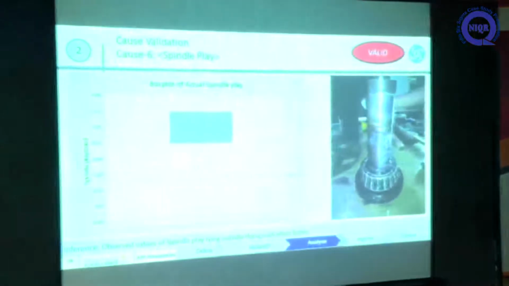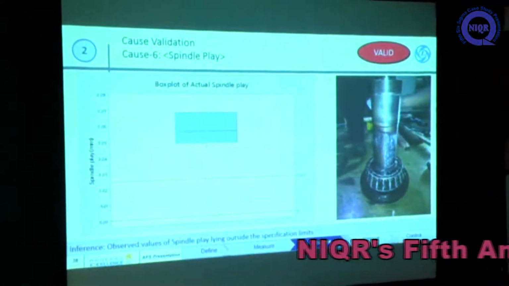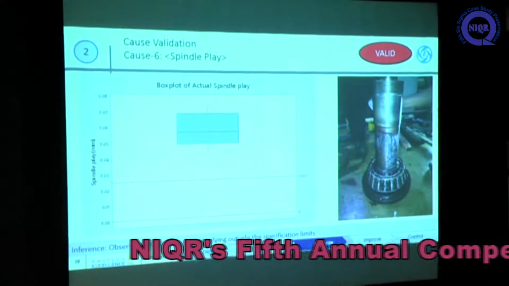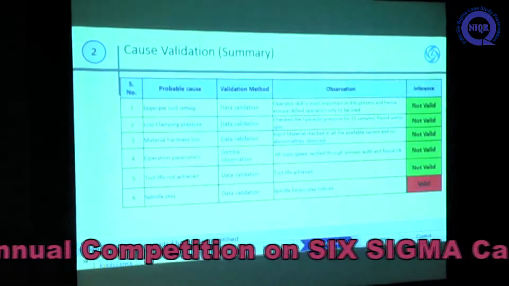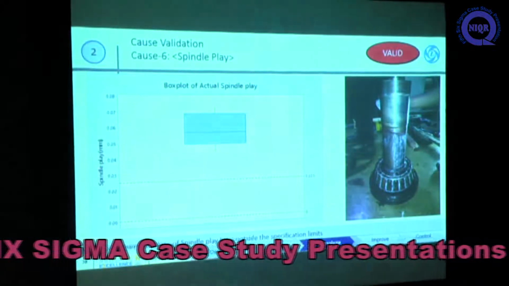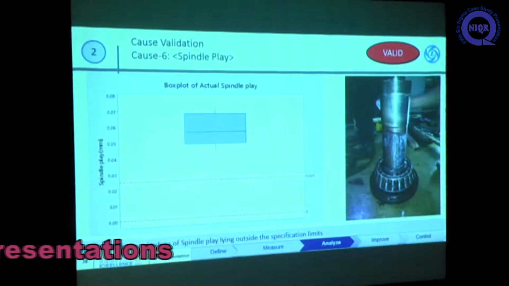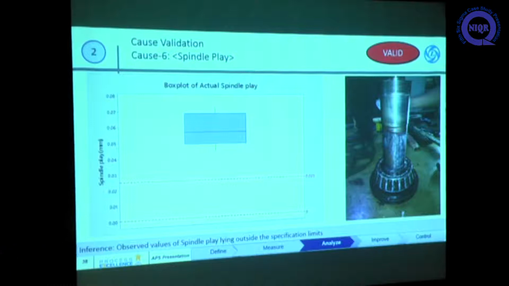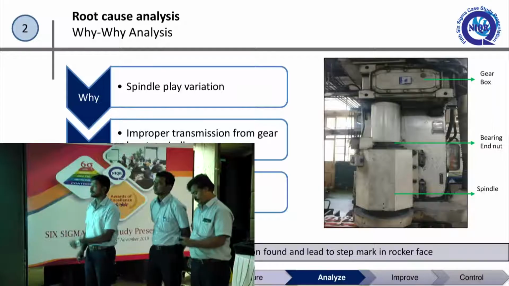Then we came to know while observing that there is a play in the spindle while analyzing the runout of the cutter. The specification has to be within 0 to 25 microns, but it was varying from 60 to 70 microns. So that is how we came to know about the root cause. So we are working on the spindle play.